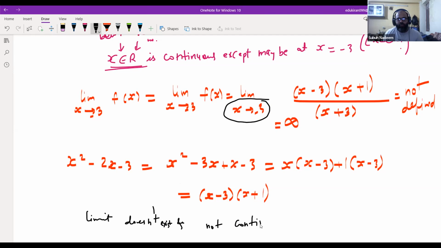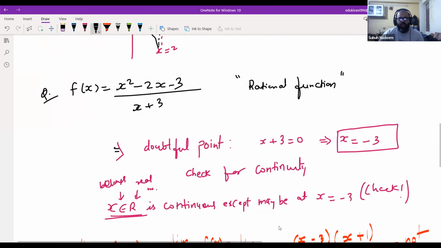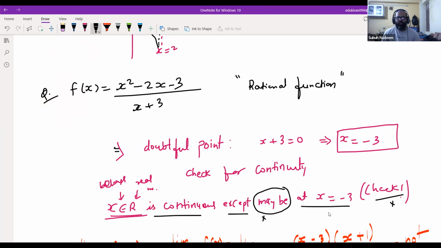So that doubtful point is a point where it is not continuous. So we will say it is continuous everywhere except at, maybe we can remove that, and we are sure of this, we remove it, and we'll say except at x is equal to -3. We don't need to check now. This we can say. Here it is discontinuous. Getting my point?